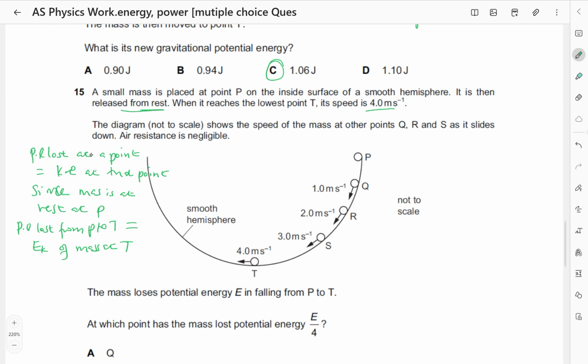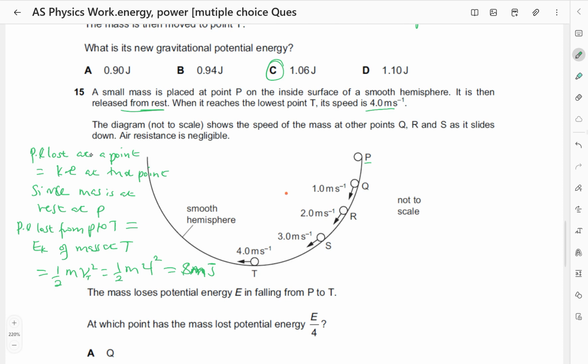Because the speed at T is 4 meters per second, the potential energy which has been lost is going to be a half times m times the speed at T squared, which is a half times m times 4 squared. This gives us 16 over 2, which is 8m in joules. Not millijoules, it is m times 8 in joules. That is the potential energy which must have been lost as it was moving from P to T. So this is the kinetic energy at T, and it is the potential energy which has been lost.